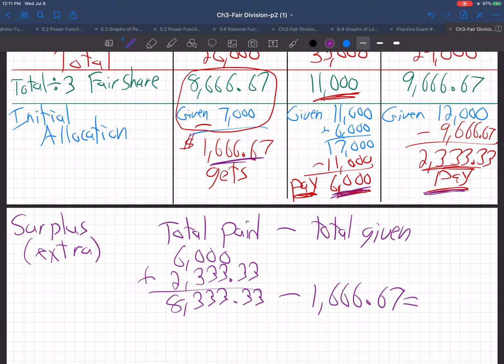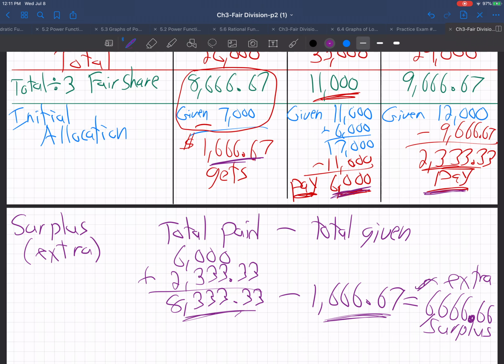I'm getting 6,666.66. This is the surplus. This is what's left over. This is the extra money. Because 8,000 was paid into the account total, 8,333.33, and 1,666.67 was given out. That leaves 6,666.66 surplus, extra money in the account.